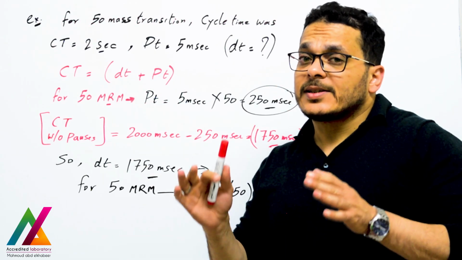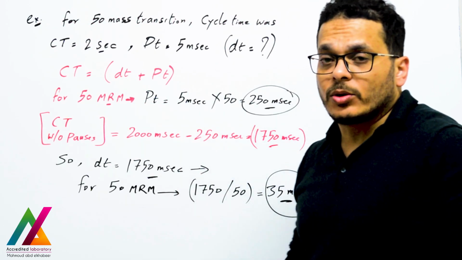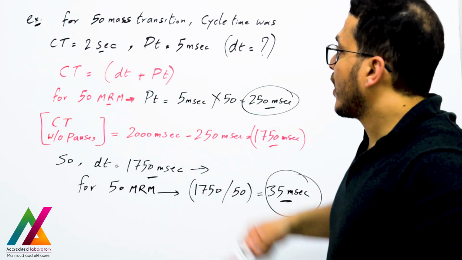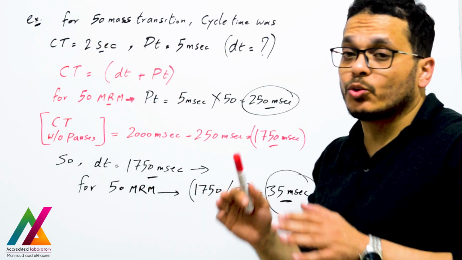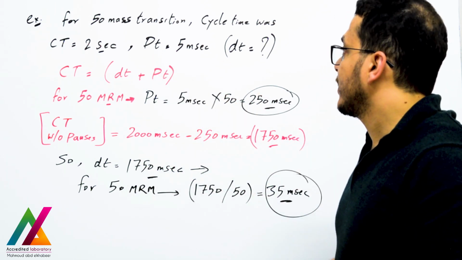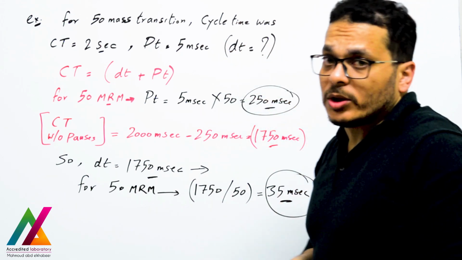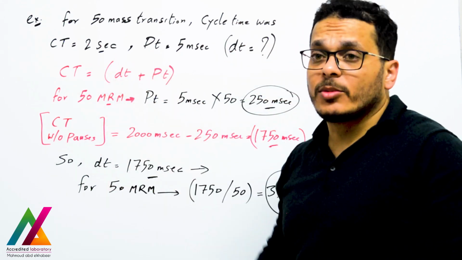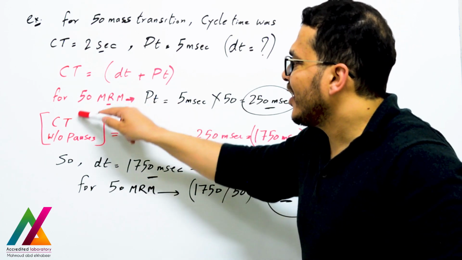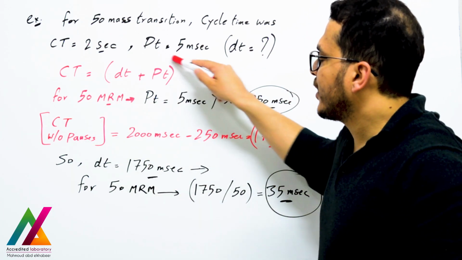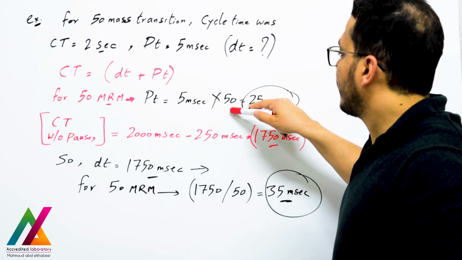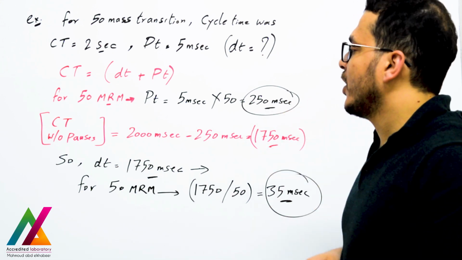Another example, and this is the last example in this lecture to calculate the dwell time. For 50 mass transitions, you have a cycle time of 2 seconds, which is 2000 milliseconds, and a pause time of 5 milliseconds. How much will the dwell time be? We know that cycle time is equal to dwell time plus the pause time. For 50 MRM transitions, we have to calculate the pause time, which is equal to 5 milliseconds multiplied by 50, which is equal to 250 milliseconds.